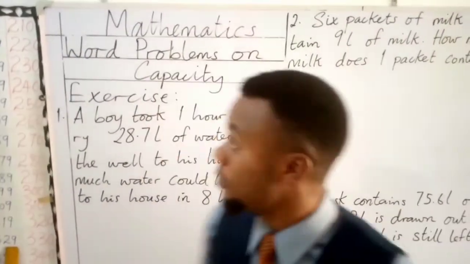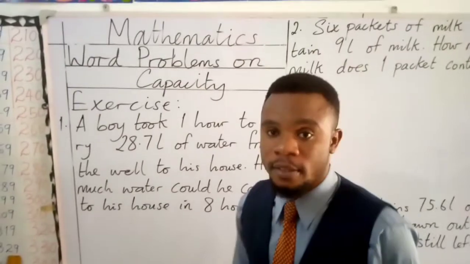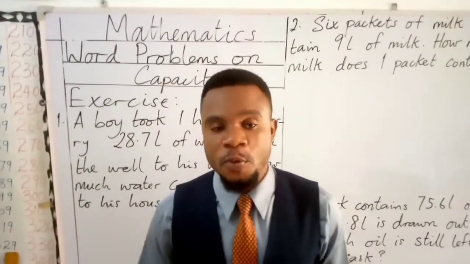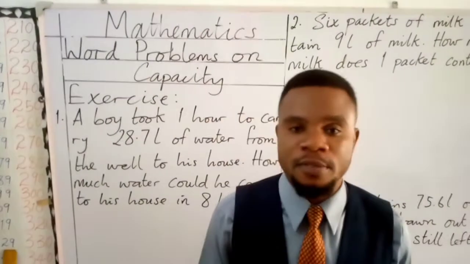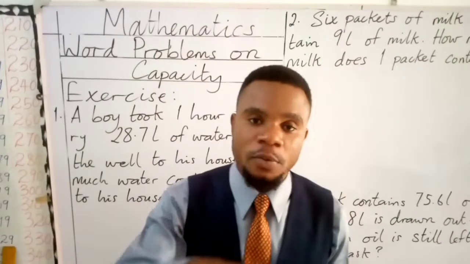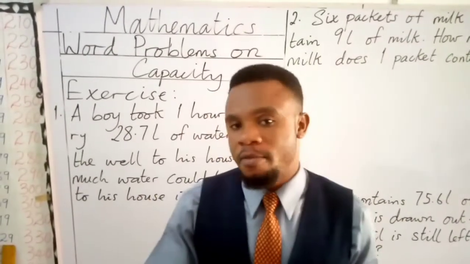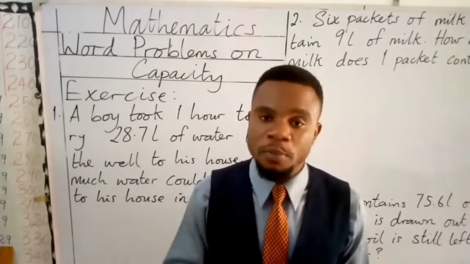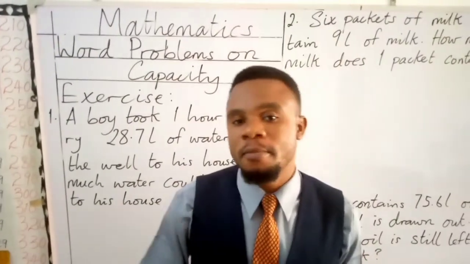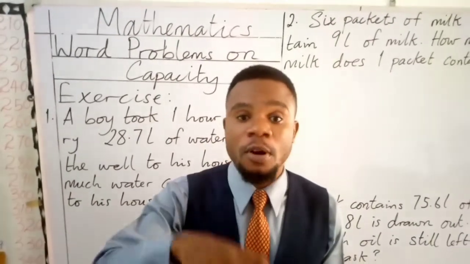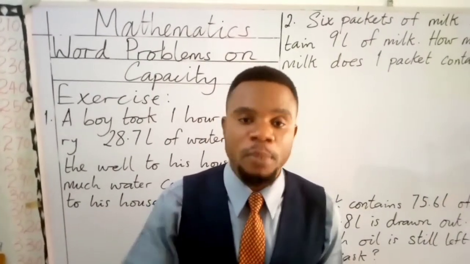Remember what we did in our last class? We treated capacity in liters and milliliters. We said capacity is the amount a container can hold. Remember, it can hold a liquid or a solid. We have different types of liquid: water, milk, liquid milk, honey, palm oil, groundnut oil. They are all liquid. You can also hold a solid, like your powdered milk.